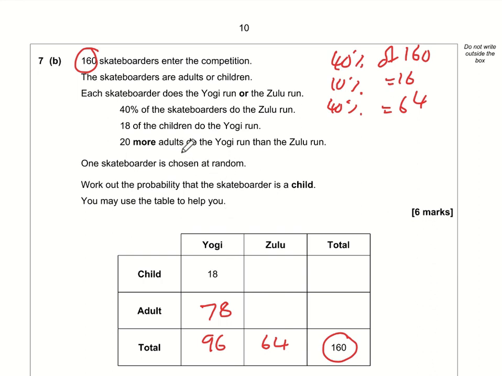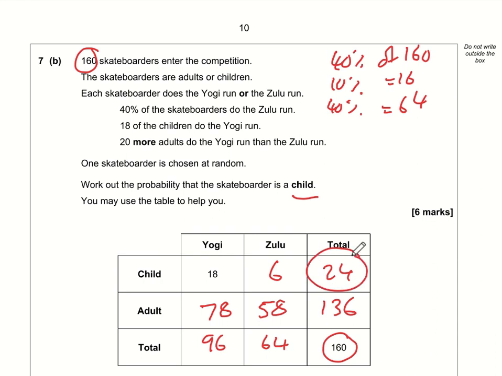20 more adults do the Yogi run than the Zulu run. Okay, so there's more that do the Yogi than the Zulu. So if it's 20 more, then the Zulu must be 78 minus 20, which is 58. So therefore the number of children that do the Zulu is 64 minus 58, which is 6. So the total number of children is 24. Now we could also work out the total number of adults as well, which is 136, although we don't need that value because we just want to work out the probability that a skateboarder is a child.